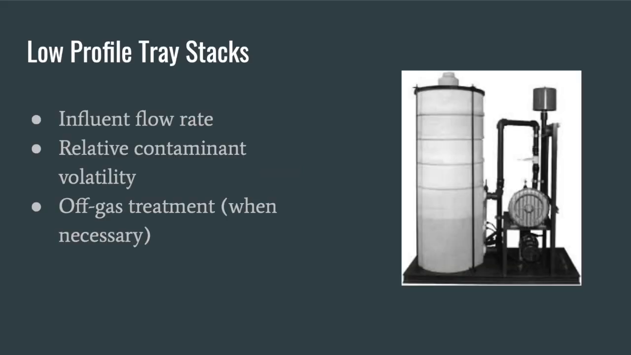The next topic we will discuss involving gas stripping is its cost and availability. As spoken about before, gas strippers come in many forms. We will focus on two for this section of the presentation. First, we will discuss the cost of low-profile tray stackers. The three main cost drivers of this form of gas stripping are the influent flow rate, the relative contaminant volatility, or the relative dispersion of the contaminant, and then also, when necessary, the treatment of the effluent gas.